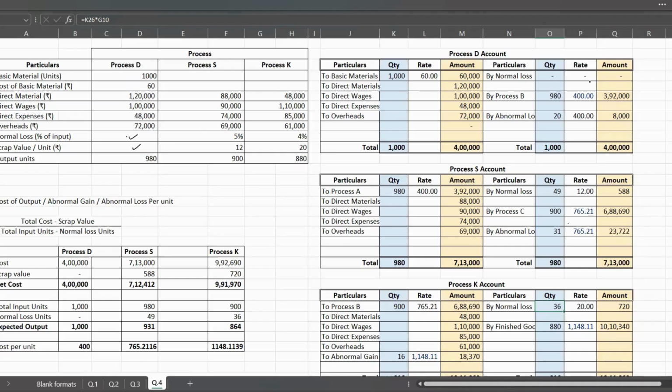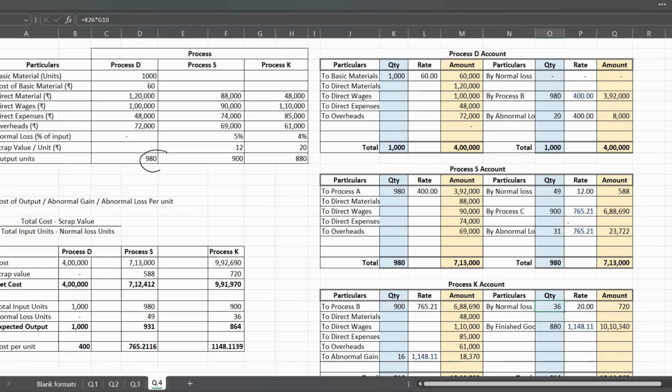There need not be normal loss in each and every process. That is why in this question it is intentionally kept blank. Normal loss is not a compulsion. If the material used is of that particular quality which normally gets lost during the process, then only there is possibility of normal loss. In some cases, there is no normal loss. It's fine. So when there is no normal loss, we will directly jump to our output.